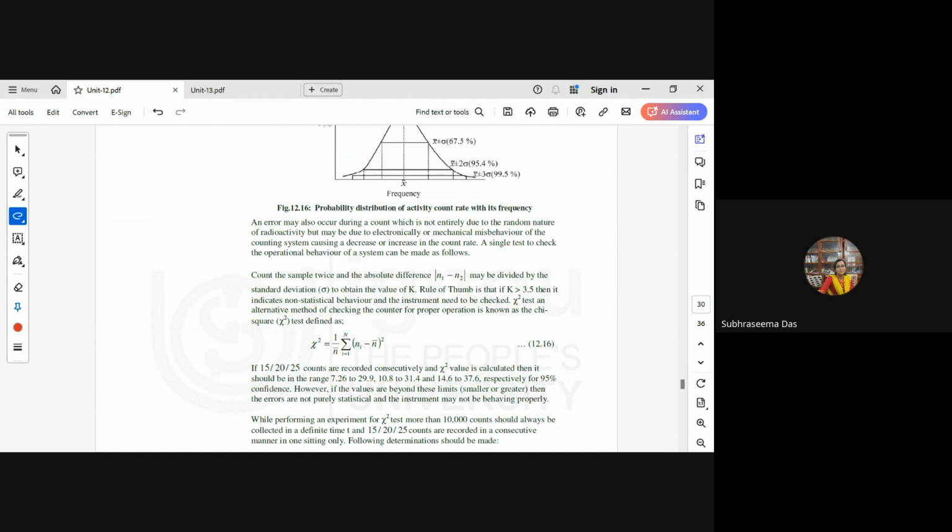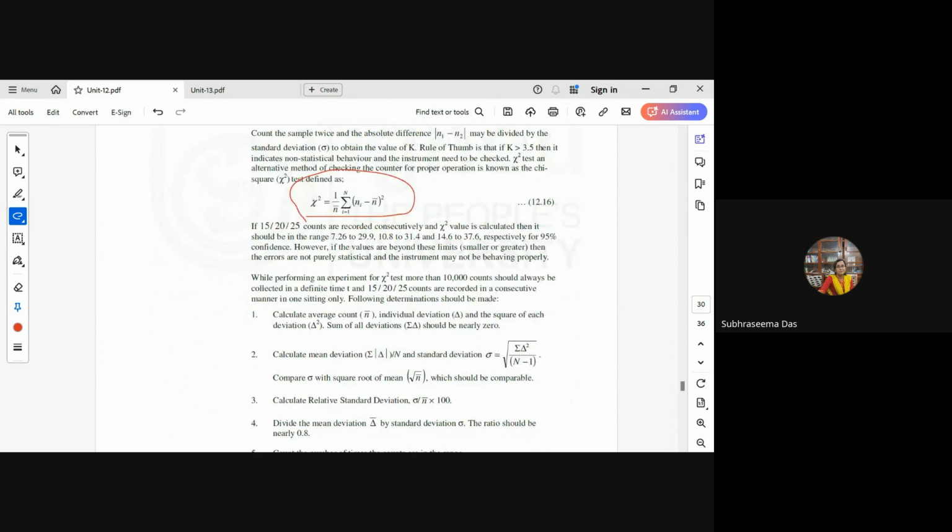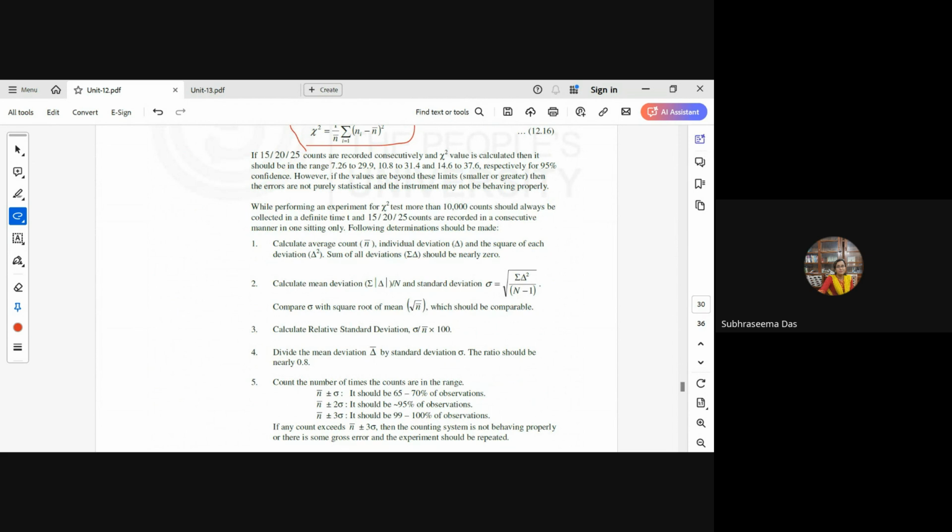For such counting systems, checking the error can be considered by looking into the chi-square that is given in equation 12.16. While performing an experiment, the chi-square test needs more than 10,000 counts. It should always be collected in a definite time set of counts, and the following determination should first be made: the average count, the individual deviation, and the square of the deviation. The sum of all the deviations should be nearly zero.